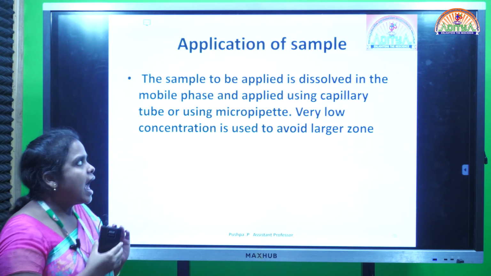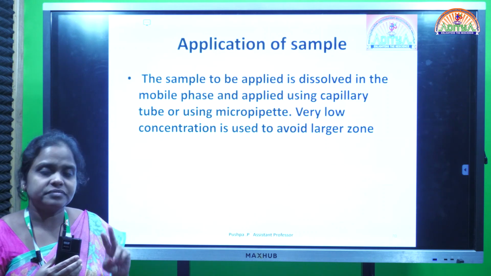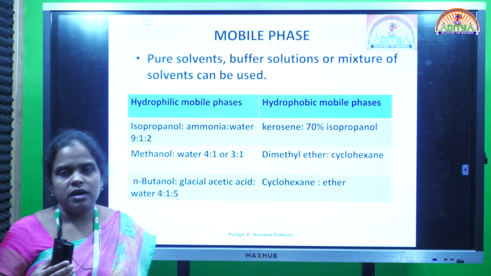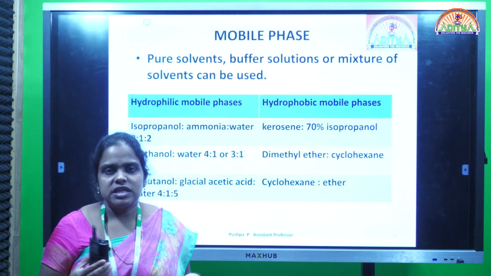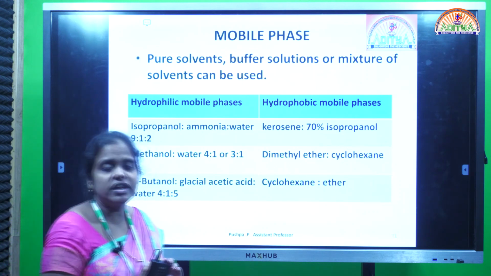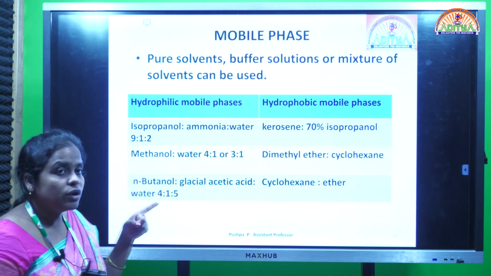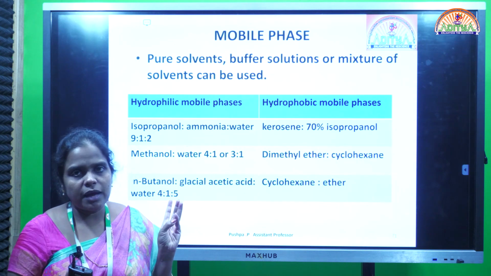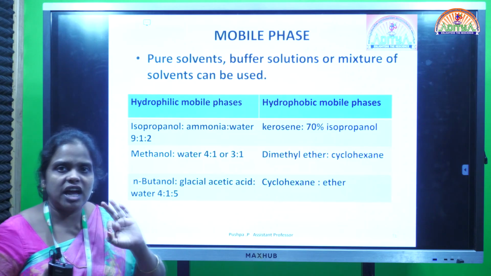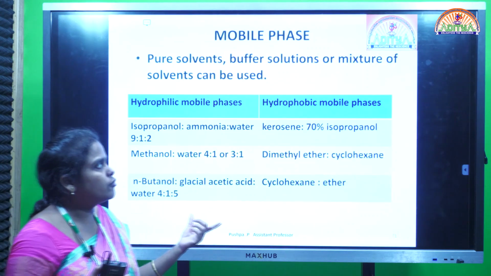After the application of the sample, you have to wait for 2 minutes, and then the next step is the mobile phase. What types of mobile phases do we use in paper chromatography? Different types of mobile phases, solvents or buffers can be used for the separation of components by paper chromatography. Already I told you, for stationary phases we can use hydrophobic and hydrophilic types. Like that, for good separation of different hydrophobic or hydrophilic drugs, we can use hydrophilic mobile phases and hydrophobic mobile phases.